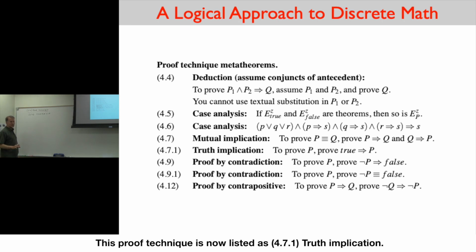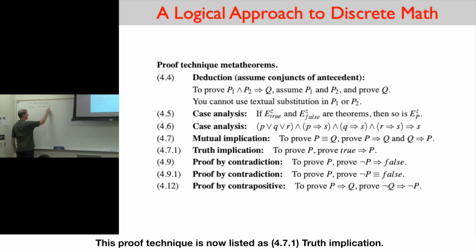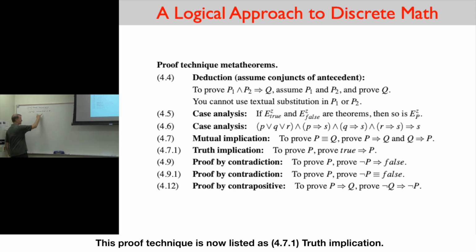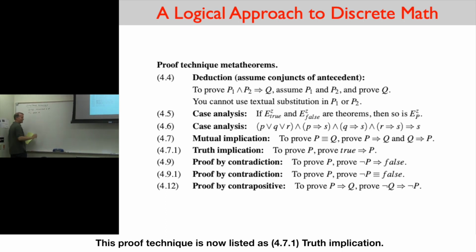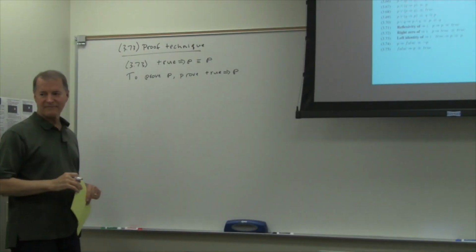Now, I think we've done this once or twice before. In order to prove P, we can just prove what? True implies P. And once we prove true implies P, then we've proved P. All right? So, to prove P, do you remember this? I think we did this once before, when we pulled rabbits out. To prove P, prove true implies P. Once we do that, we've proved P.